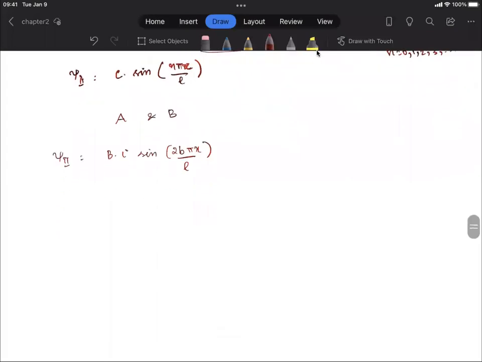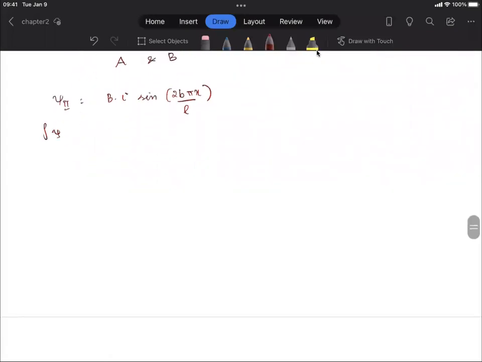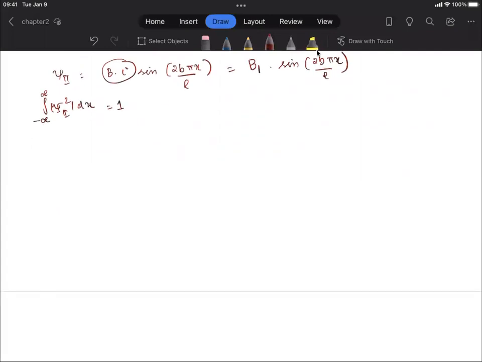Now let's try normalizing these functions. This is what the normalization means, right? So I can combine b times I to be another constant, maybe call it b1, right? And then I can do this. So this is a normalization condition, right?